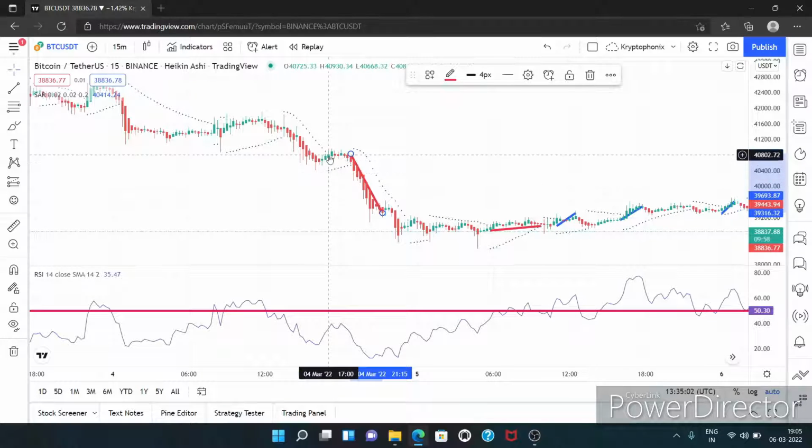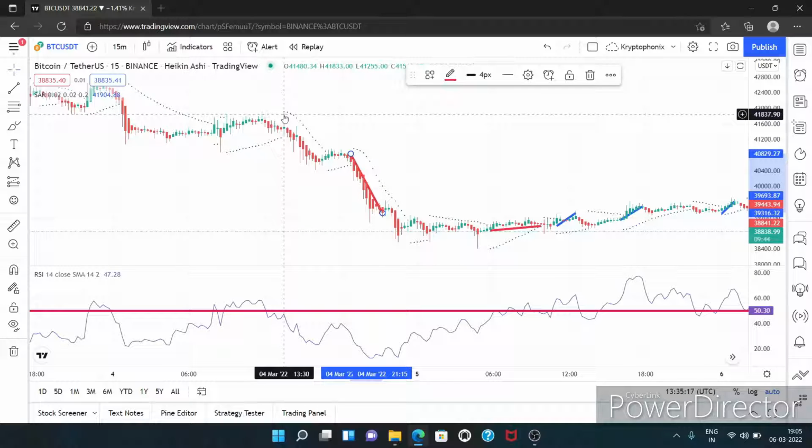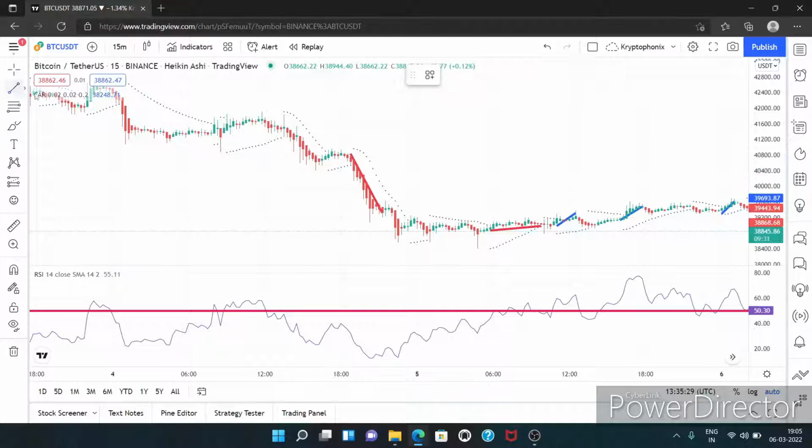Here, parabolic SAR generated a signal to buy, but RSI being below the 50 level mark is giving us the opposite signal. Therefore, we will not be initiating any trades. Okay. This point over here, parabolic SAR gave us a signal to sell as the price is trading below the levels of parabolic SAR. RSI being below the 50 level mark, a sell signal was generated and a downfall was observed.